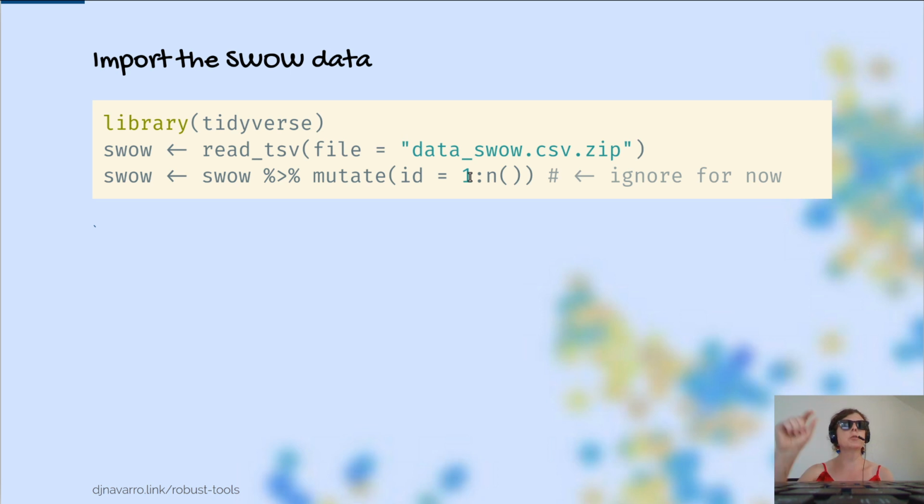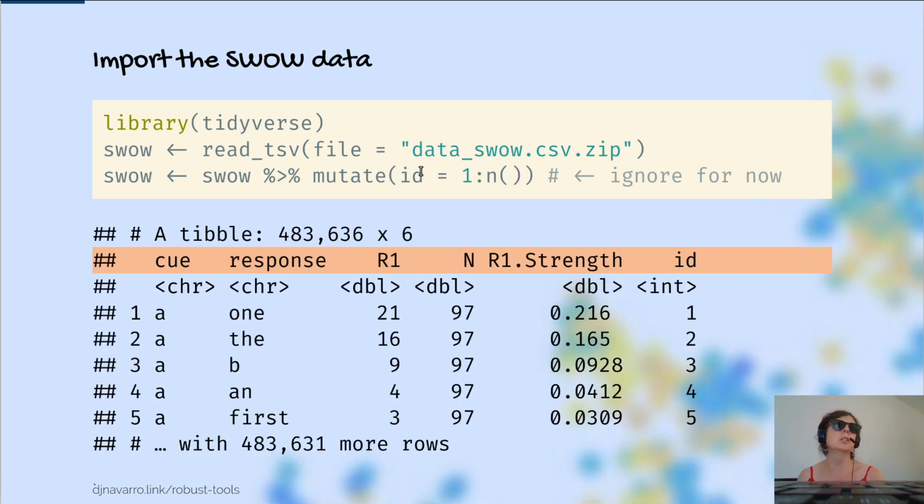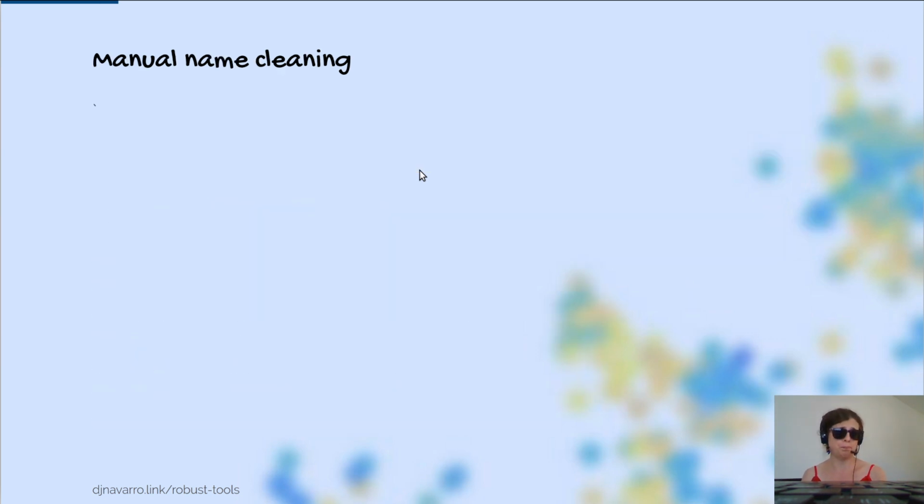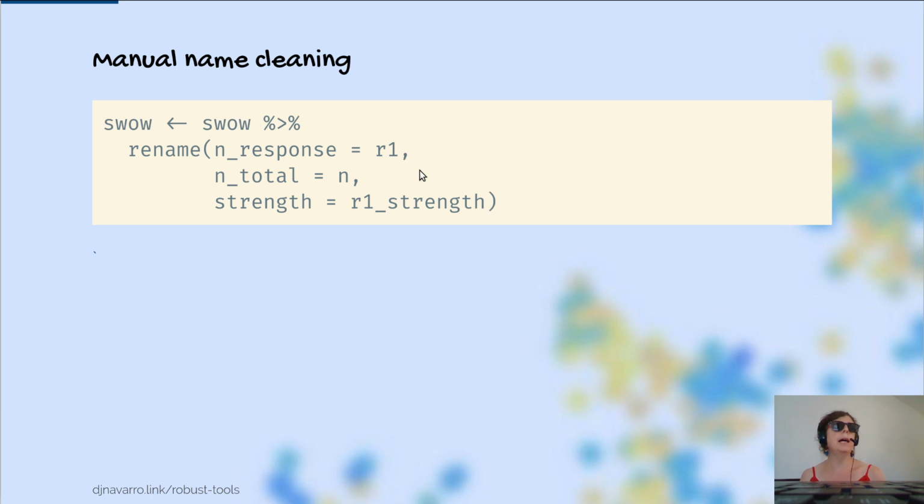So it starts from 1 for the first row down to n, which is just the last value in the data frame. So it was creating this new variable ID. And we covered that in the class. So there was our data. We talked a little bit about how you could maybe automatically clean names with janitor. I talked a bit about how you can do manual renaming of names using the rename function in dplyr.